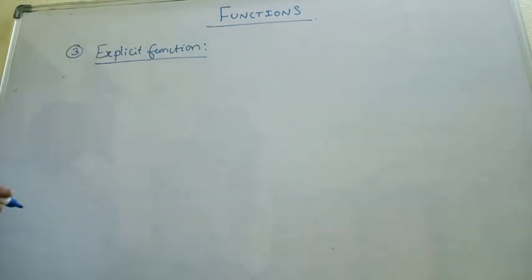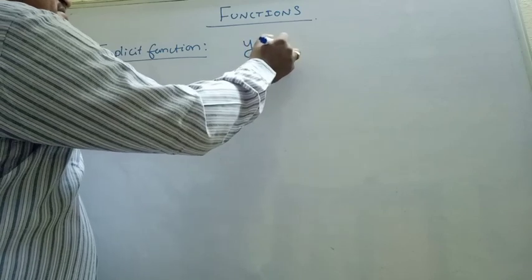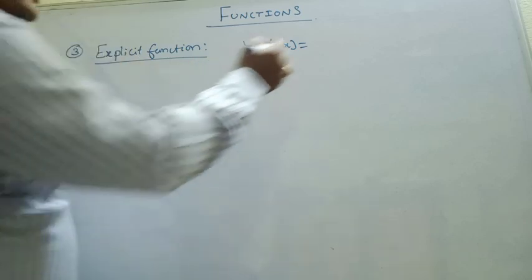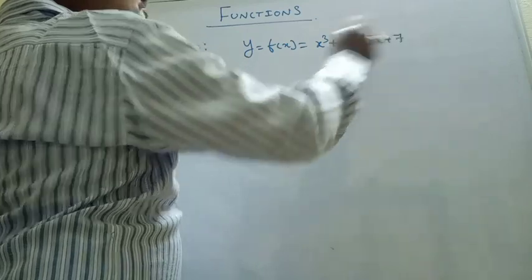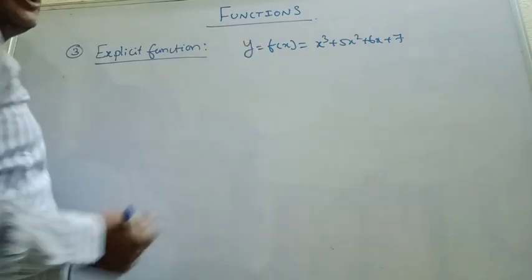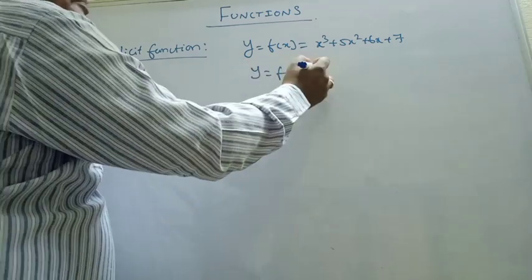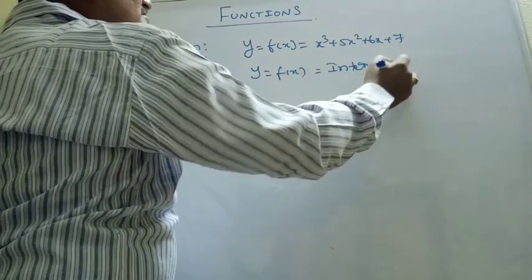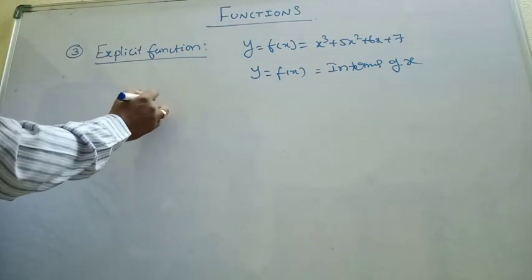Now we have another type of function, the explicit function. What do you mean by explicit function? Suppose the function f of x can be represented purely in terms of x, for example, x cube plus 5x square plus 6x plus 7. This is purely in terms of x. Such a function you call y is equal to f of x. You are able to represent y or f of x purely in terms of x. The opposite you call an implicit function. With examples we will understand very nicely.